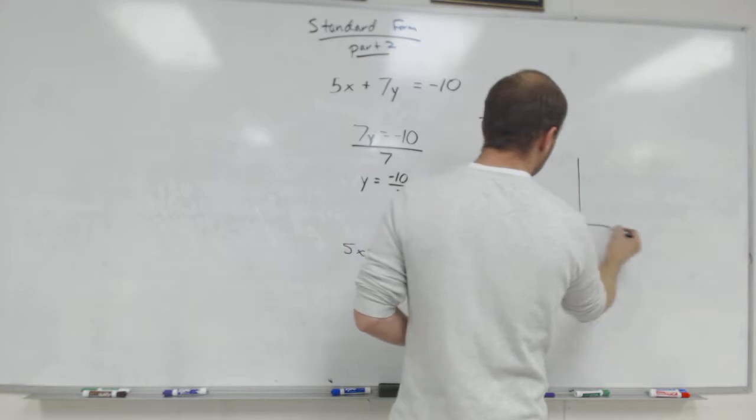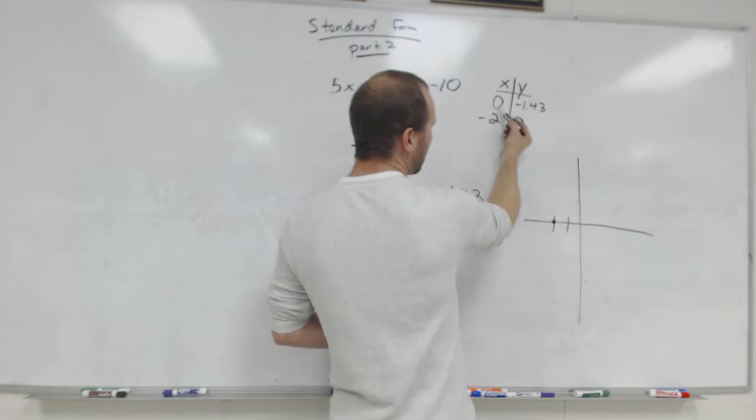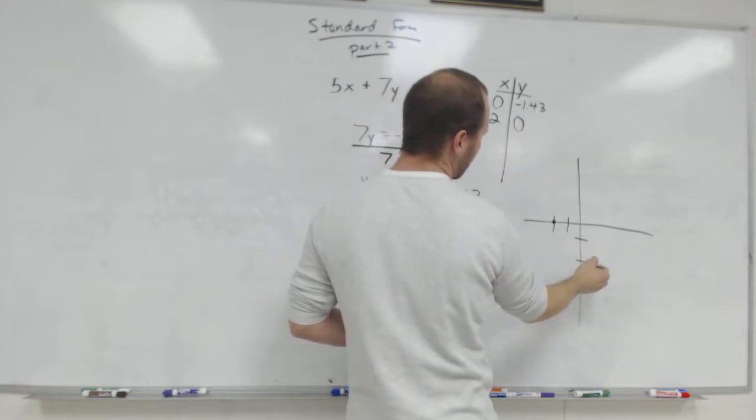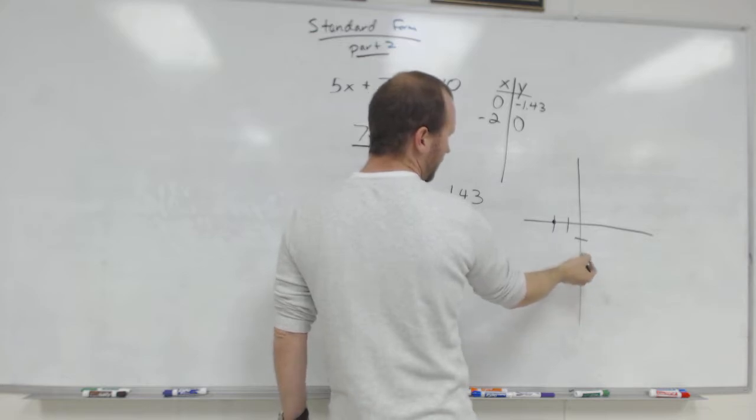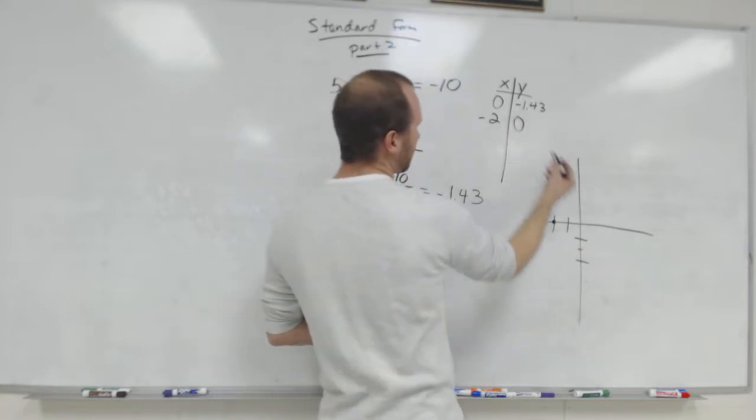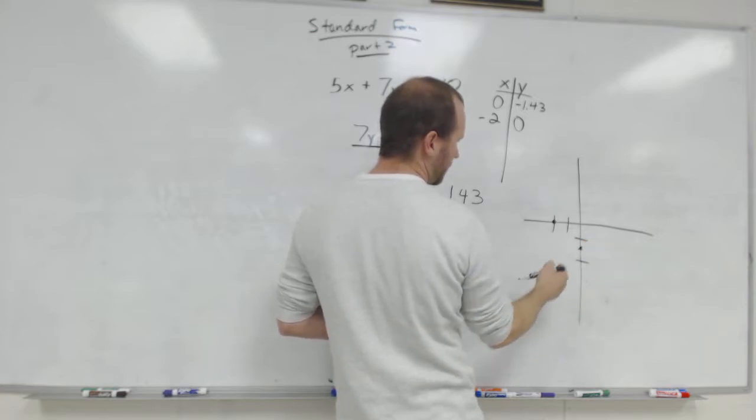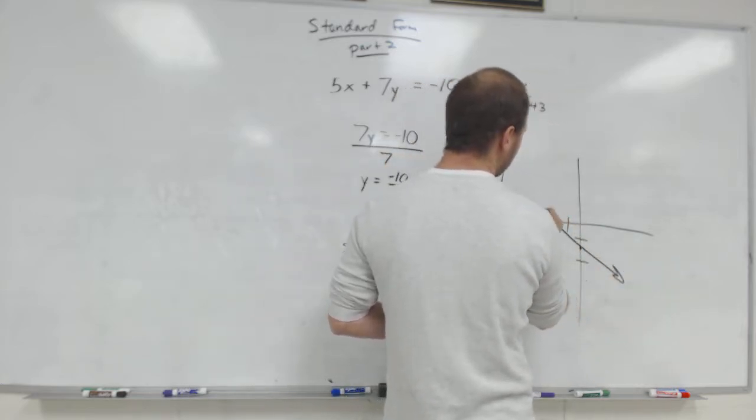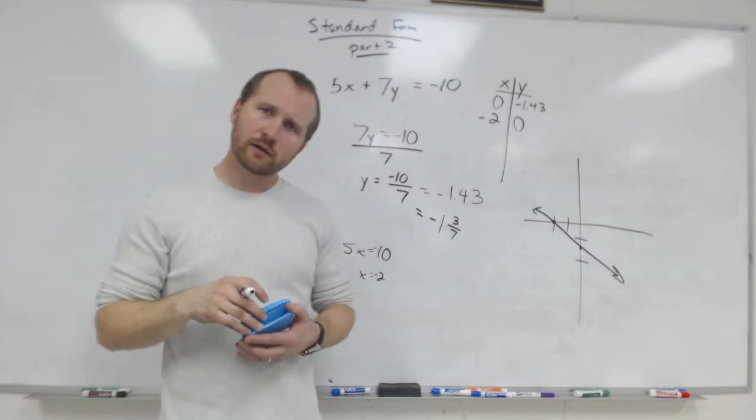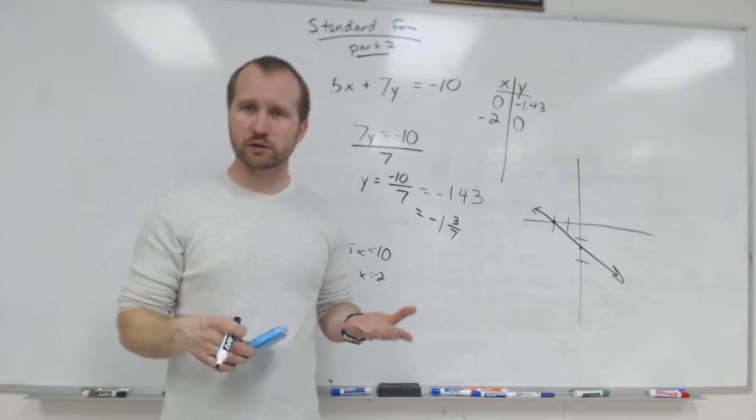Well, it's really basically the same thing we've been doing. The point negative 2, 0 is right here. The point 0, negative 1.43 is just somewhere between 1 and 2, right? It's not quite 1.5, halfway. We've got 1.43, so it would be just a little bit before that. And then I connect those 2 points with a line. So there's not really a trick here. It's just getting used to or being comfortable with numbers that aren't always integers.